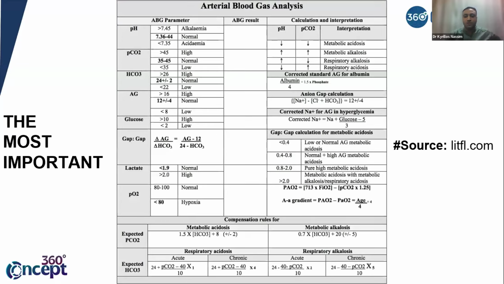So I will begin with the most important picture of ABG. You can get this picture from Google and litfl.com. It has a lot of information you must memorize. It has the ABG parameters, the compensation, anion gap, corrected sodium for anion gap, the delta ratio, and every compensation for every metabolic and respiratory disorder. You must memorize this photo.